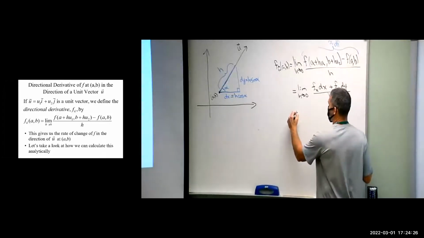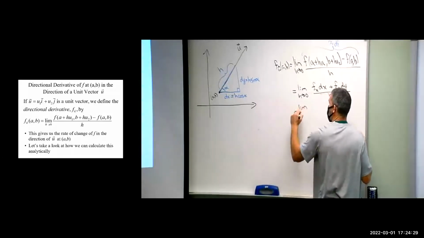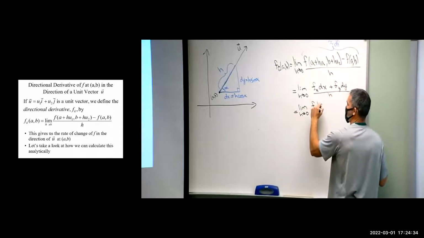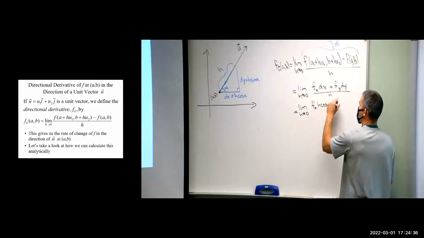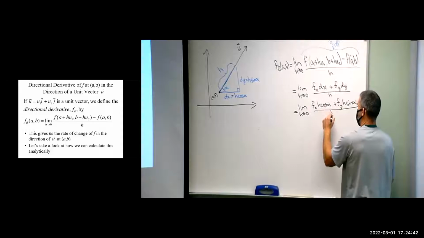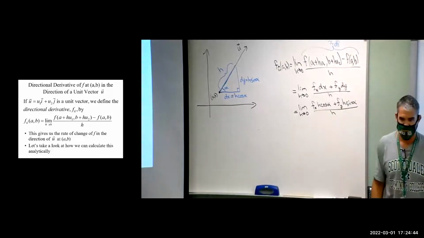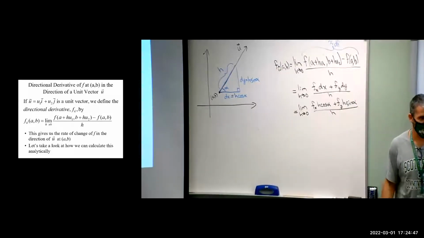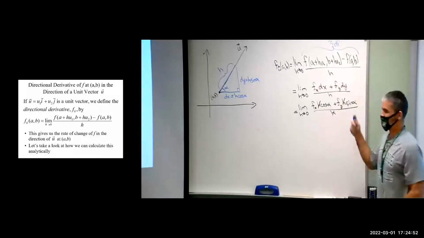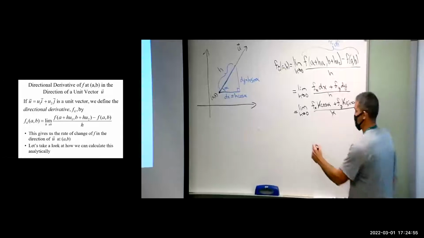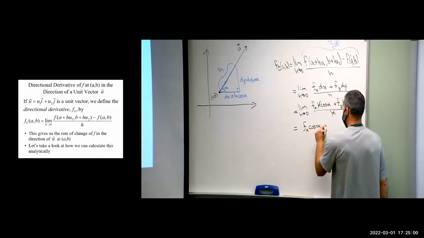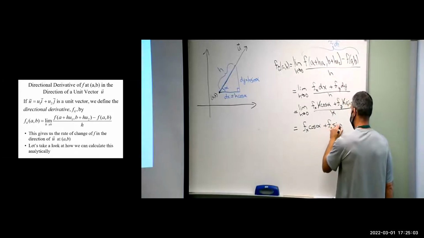Now, let's also combine what we put in over here. So the limit as h goes to 0 of f sub x h cosine alpha plus f sub y h sine alpha all over h. Something very awesome happens here, right? All the h's cancel. And that is now our limit. f sub x cosine alpha plus f sub y sine alpha.